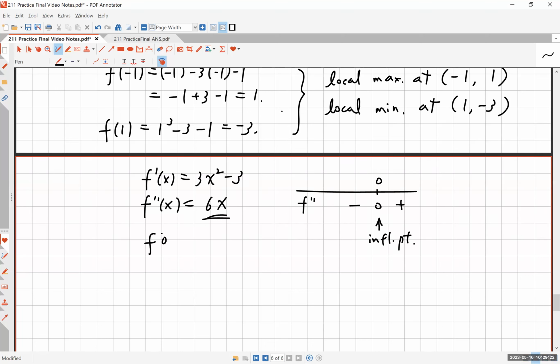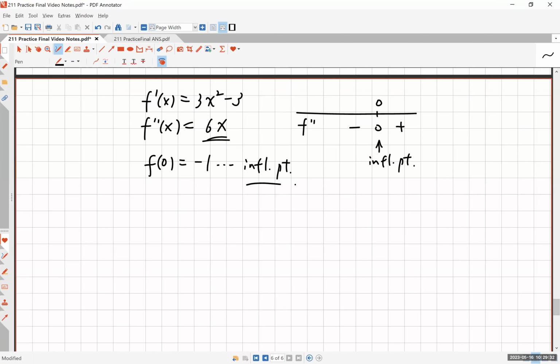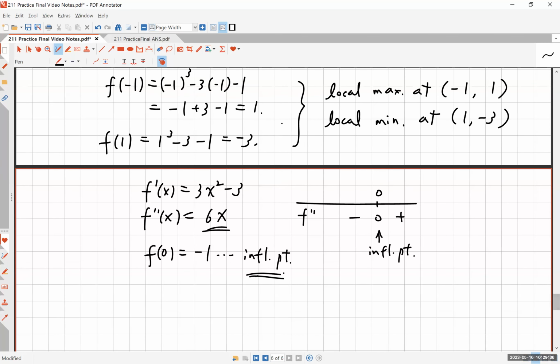So that means you have an inflection point. What's f of 0? Well, that was negative 1, and that is the inflection point. In fact, there's only one inflection point. If somebody says, no, I found another inflection point way up there when x is nearly a million or something, you say, no, you could not have, that's wrong, because by definition, an inflection point is where the concavity changes. This is concave down here, and this is concave up.